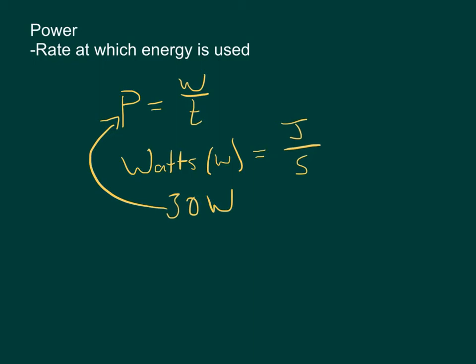One other common unit for power is horsepower. Okay, 1 horsepower is equivalent to 746 watts. So that might be a conversion you'll need to use at some point.